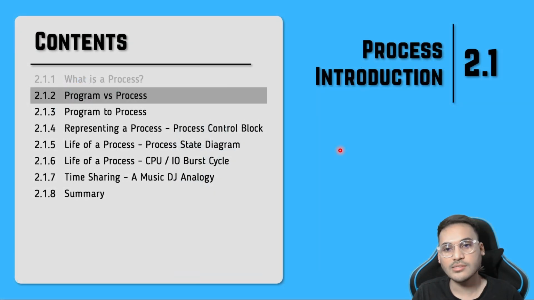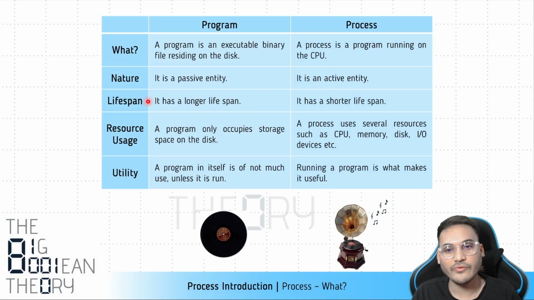Then in the second video, we talked in detail about the differences between a program and a process. Often these terms can be confusing. At a very high level, the program is just that executable file which contains your instructions and data, which is sitting on the disk, whereas the process is the running program. A program is just a file, a passive entity, whereas the process is an active entity.